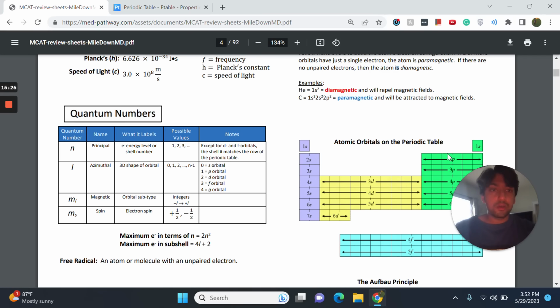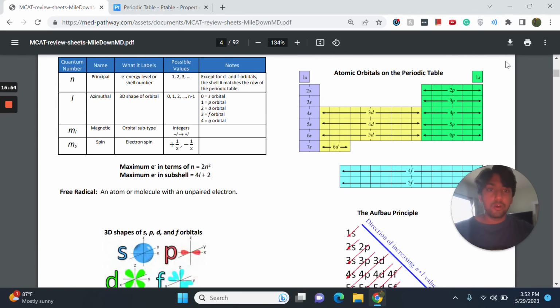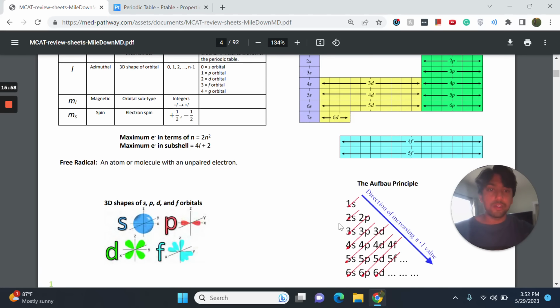Okay, the last thing is the Aufbau principle, and that just kind of says in which direction do you add the electrons. And so you can kind of, in which direction are you having n plus l value? So you can kind of go in this diagonal manner, 1s, 2s, 2p, right? And you can kind of go in this diagonal manner to know how do you write this.